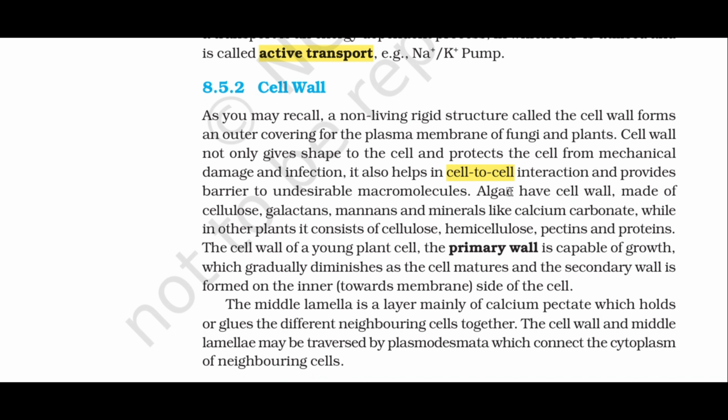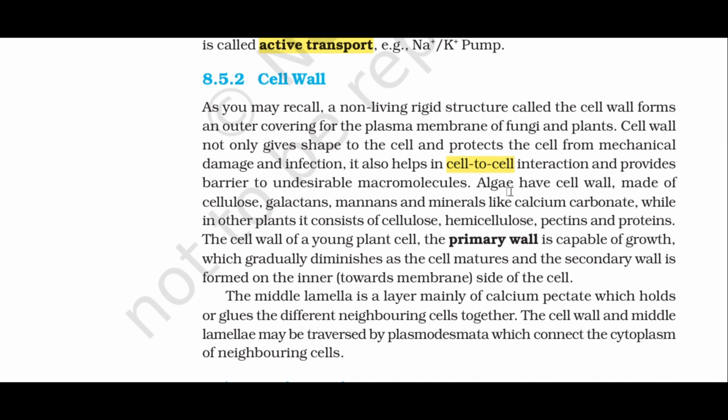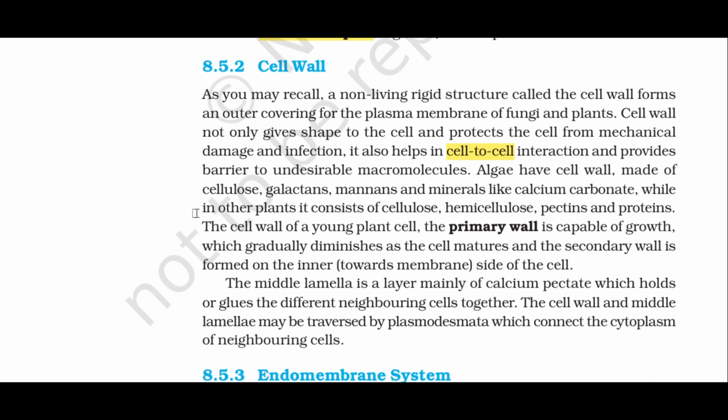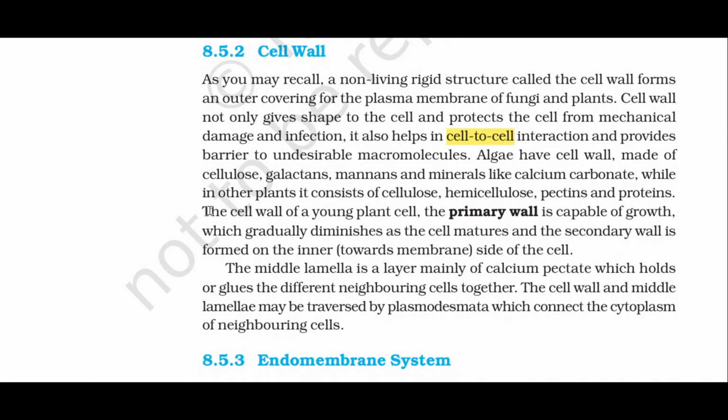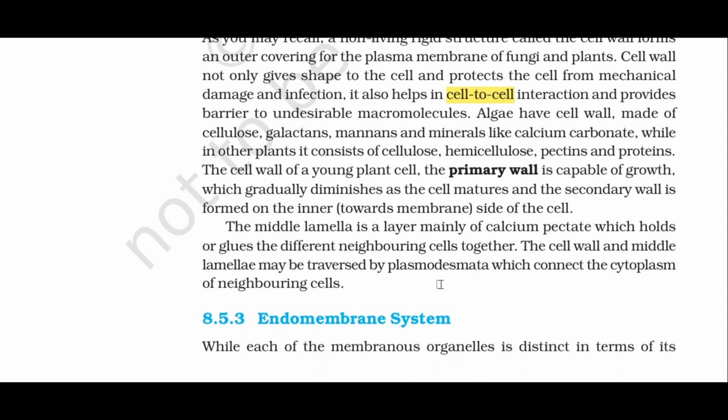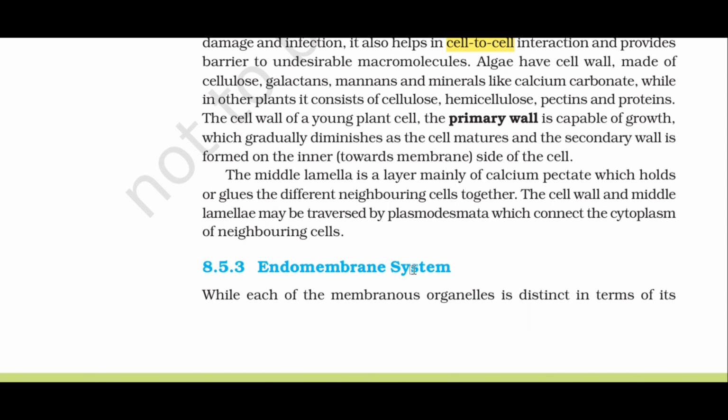Algae have cell wall, made of cellulose, galactans, mannans and minerals like calcium carbonate, while in other plants it consists of cellulose, hemicellulose, pectins and proteins. The cell wall of a young plant cell, the primary wall, is capable of growth, which gradually diminishes as the cell matures, and the secondary wall is formed on the inner, towards membrane, side of the cell. The middle lamella is a layer mainly of calcium pectate which holds or glues the different neighboring cells together. The cell wall and middle lamellae may be traversed by plasmodesmata which connect the cytoplasm of neighboring cells.